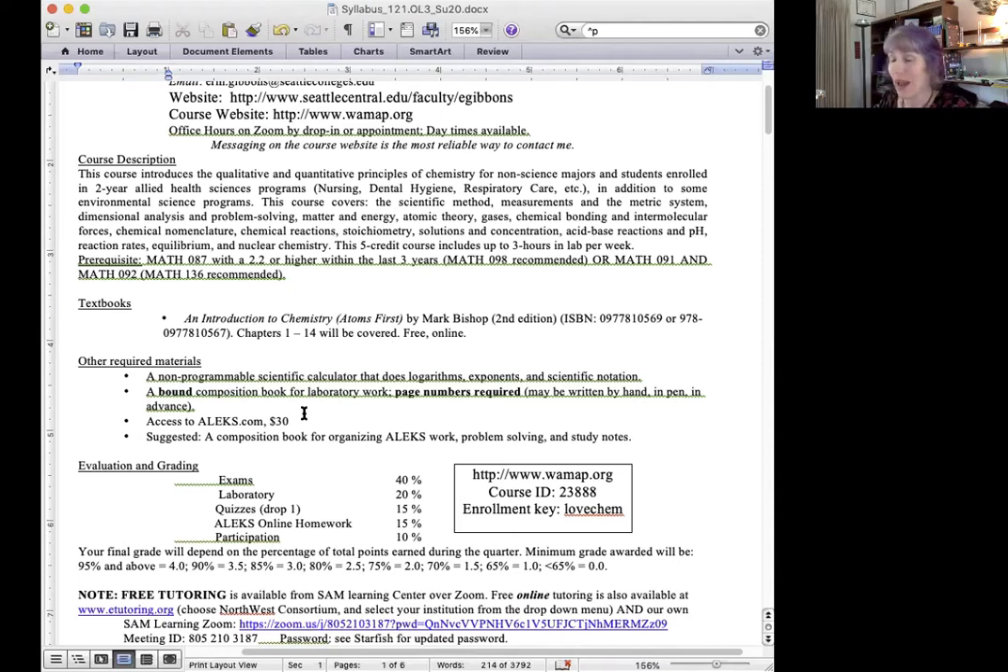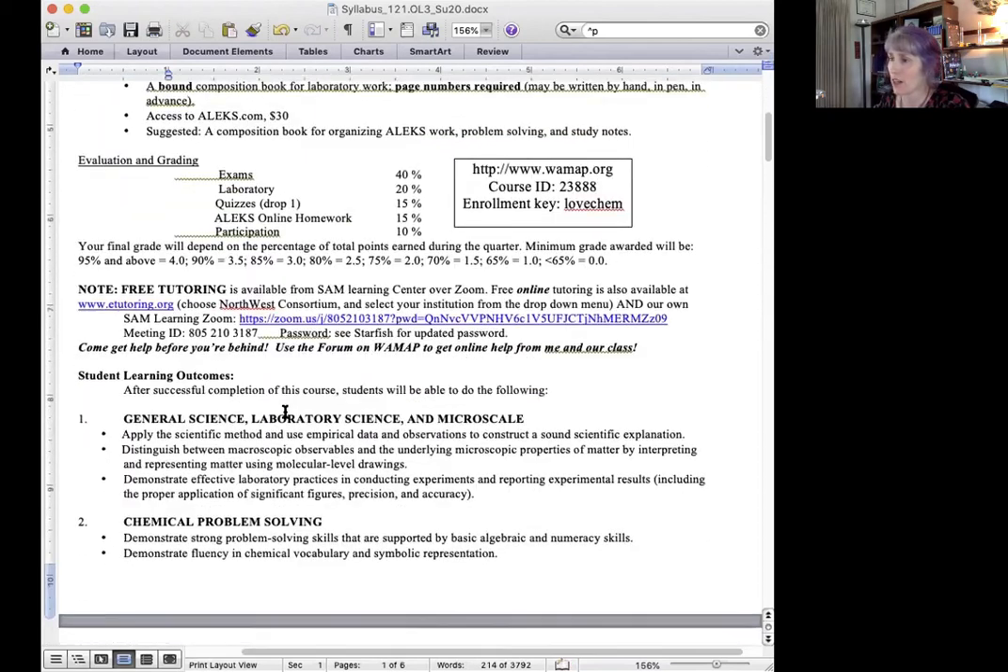All right, aleks.com is our adaptive homework system, and that costs $30 for the 11 or 12-week subscription. So there will be plenty of time for you to finish the ALEKS work. Here is our weighting of the different components of the course. Exams are 40%. There's going to be 2 midterms and a final, and they are all weighted equally.